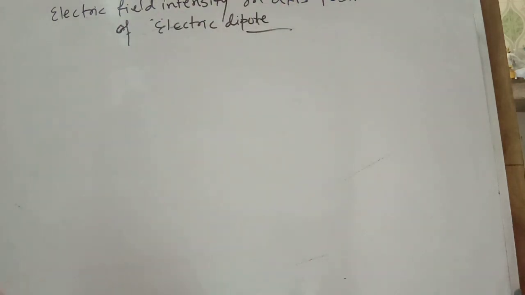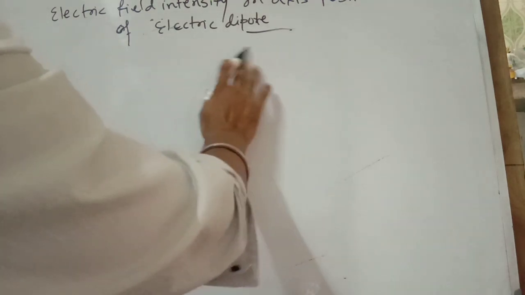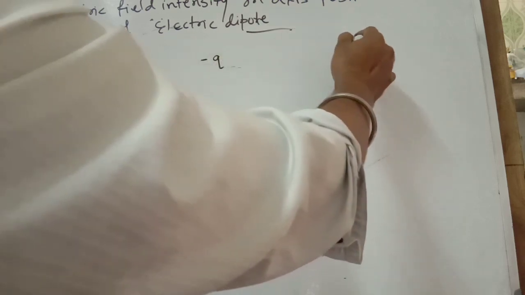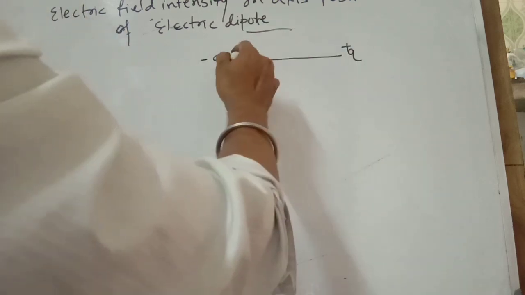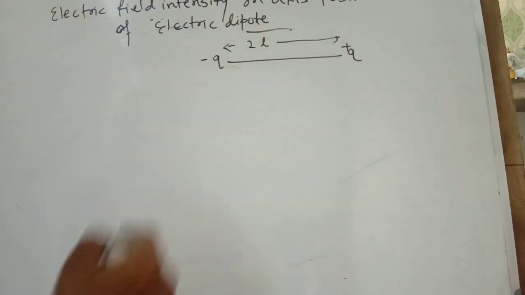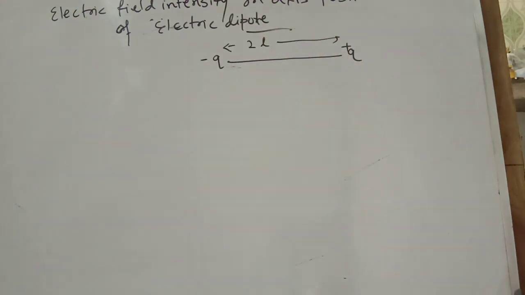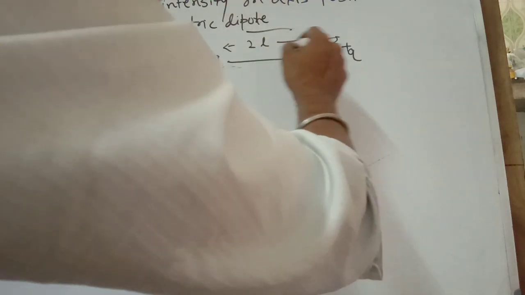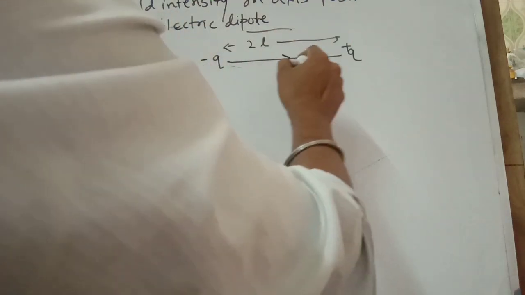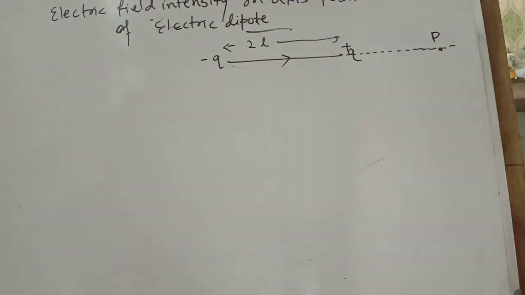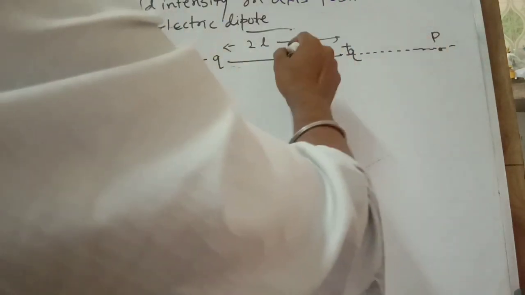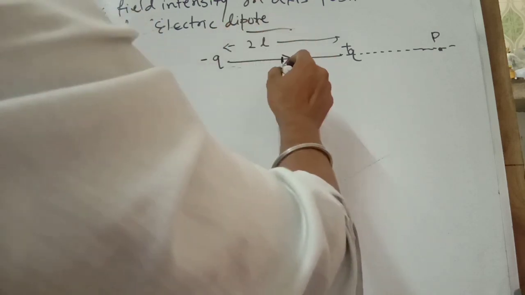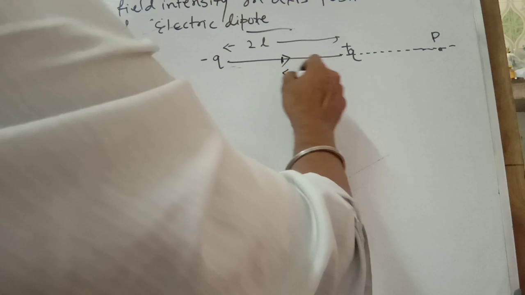Okay, so first we construct the electric dipole. Let this be the minus q and let this be the plus q, and let this distance be 2l. We consider a point on the axial position of the dipole moment. The dipole moment direction is this one, so the axial position is this one. We consider a point P on the axial position. This distance from the center of the dipole we consider as r.